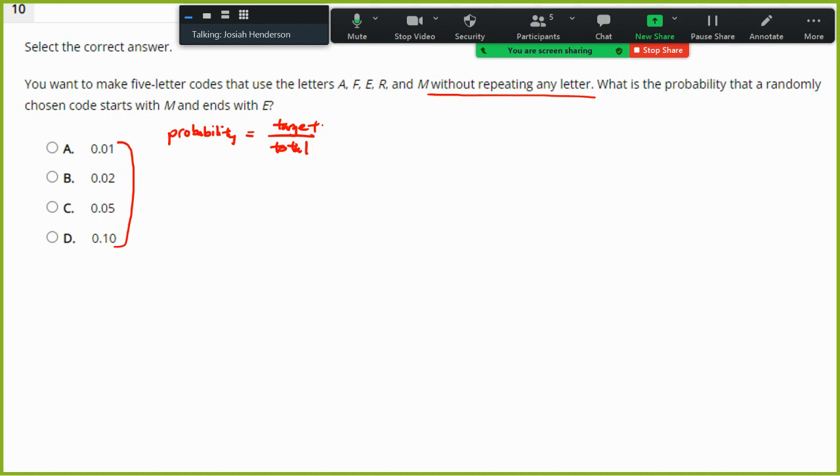So we need to know what are the total number of 5-letter codes we can make without repeating, using those 5 letters they gave us. Total number of 5-letter codes. No repeating the letters, so no codes will have 2 A's or 2 F's or 2 R's or anything like that. And then we need to know, on top of our probability, how many of those codes have an M at the front and an E at the end. Start with M and end with E.